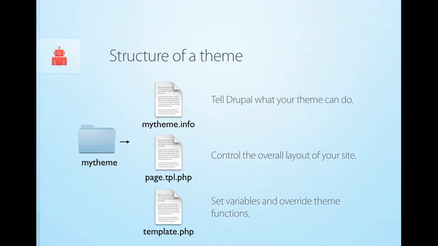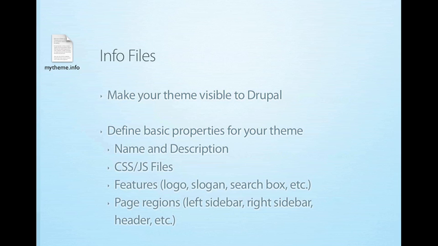Let's take a look at what you might see inside of an info file. The primary thing that an info file does is announce the presence of your theme to Drupal. Without a .info file, Drupal will not know that you've created a custom theme and you'll not be able to enable it. Inside of your info file are a bunch of key value pair properties that do things like tell Drupal the name and description of your theme, define some of the CSS and JavaScript files that you might use, and in addition to that, tell Drupal about features that your theme might provide and the regions that your theme makes available for placing blocks into. A typical info file might look something like this.